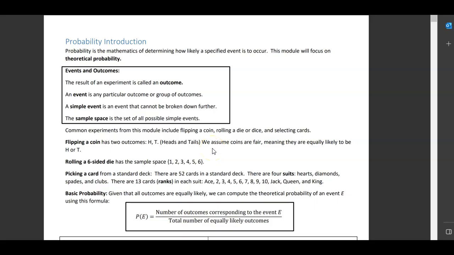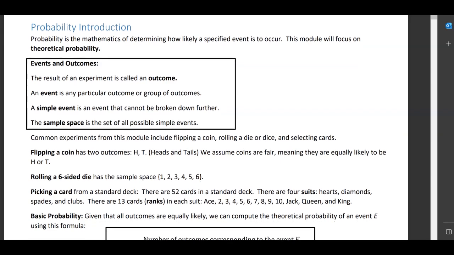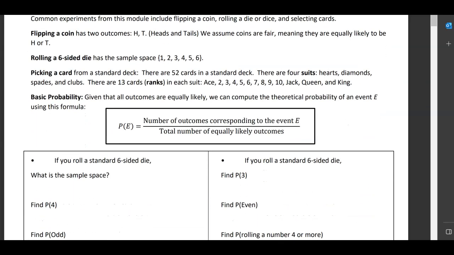So here we have the probability. The probabilities are proportions. The basic definition of a probability is this: the number of outcomes corresponding to the event you're interested in divided by the total number of equally likely outcomes.